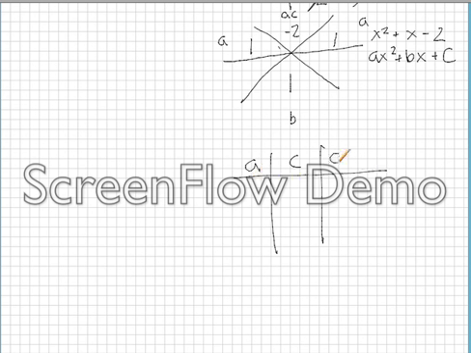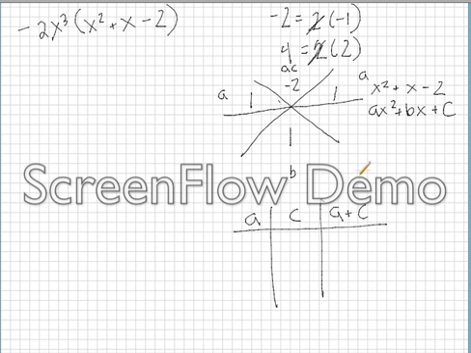where I have a, c, and a plus c. My goal in doing this is, if ac is equal to negative 2, which we have up here, I want to find every factor of negative 2 possible and write them in here and then add them together. And when I add them together, I want them to equal 1. When I multiply them together, I want them to be the number on the top, and when I add them together, I want them to be the number on the bottom.